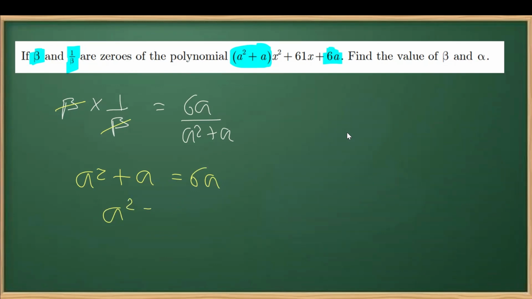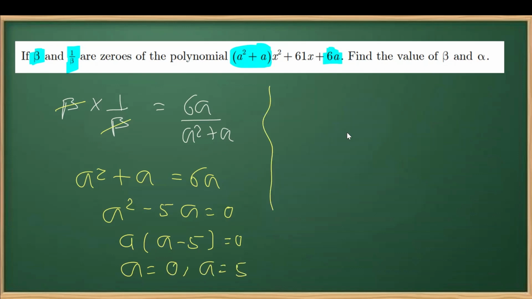It's better to write it like this: a square minus 5a is equal to 0. So taking a as common, we get a times (a minus 5) equals 0. So a can take two values, that is a is equal to 0 or a is equal to 5. Now what we have to get is the value of beta and alpha, right? So what are beta and alpha?